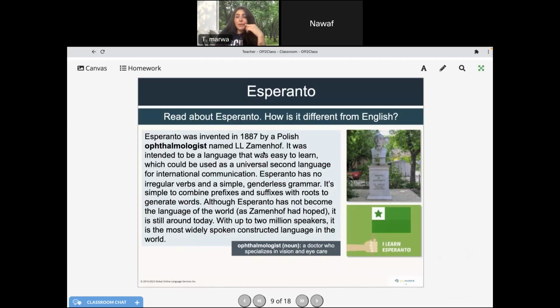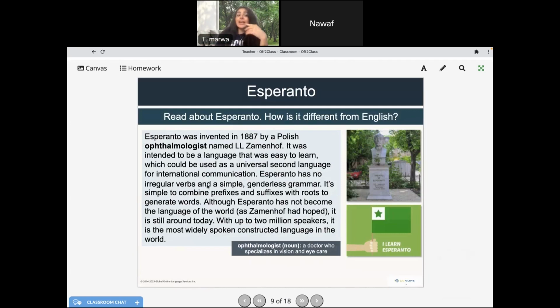Named L.L. Zamenhof. It was intended to be a language that was easy to learn. For example, this language Esperanto is easier than English. This man was trying to make it a universal language for everyone, much easier than English, which could be used as a universal second language for international communication.